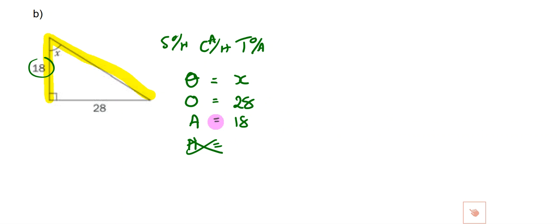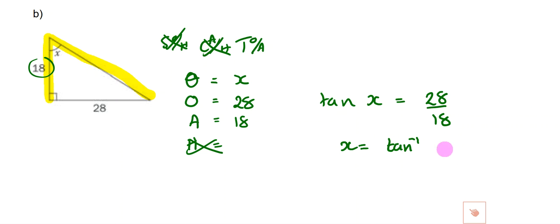So in this case, no hypotenuse, so we're going to use the tangent of x equals 28 over 18. This is like one of those early questions where x is the inverse tan of 28 over 18, and we get x is equal to 57.26 or 57.3, or whatever you want to do.